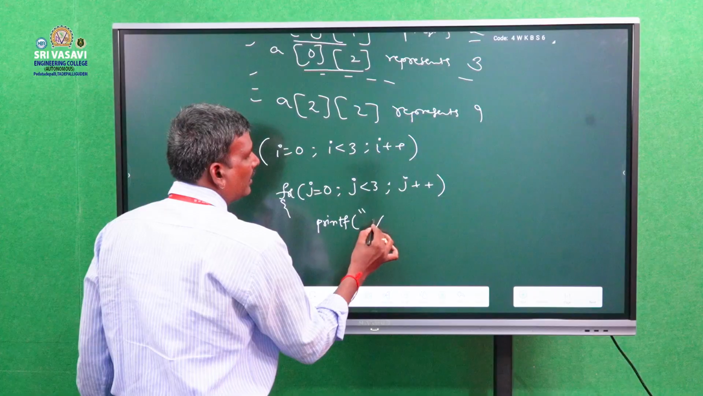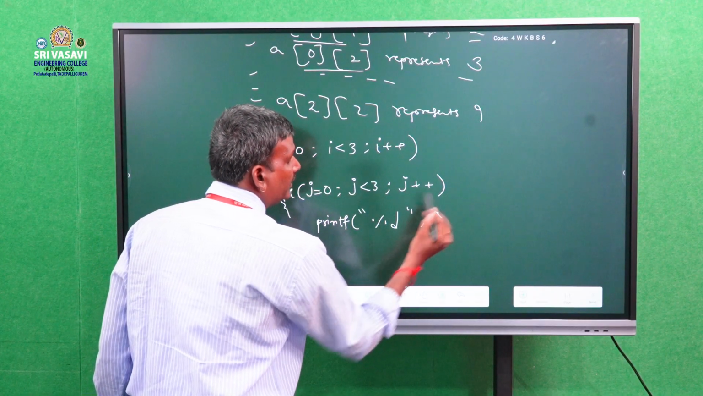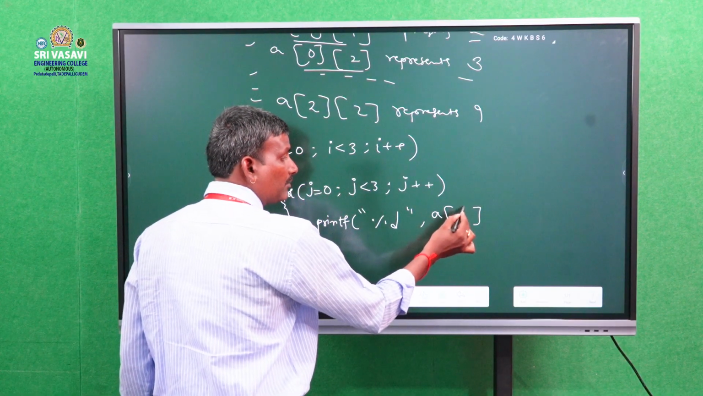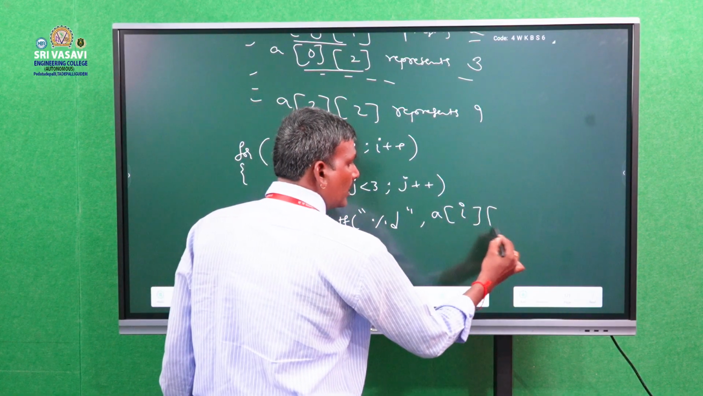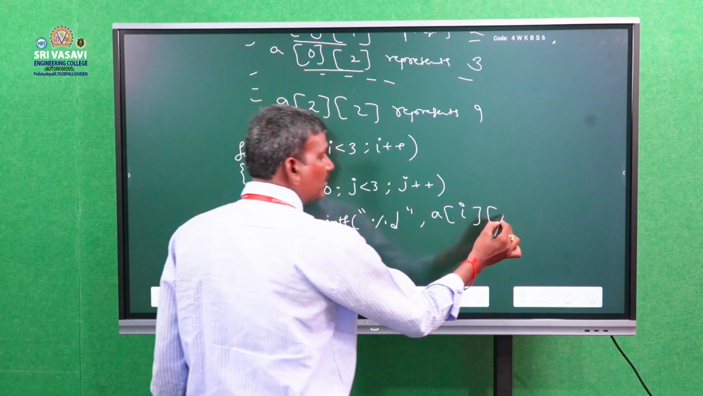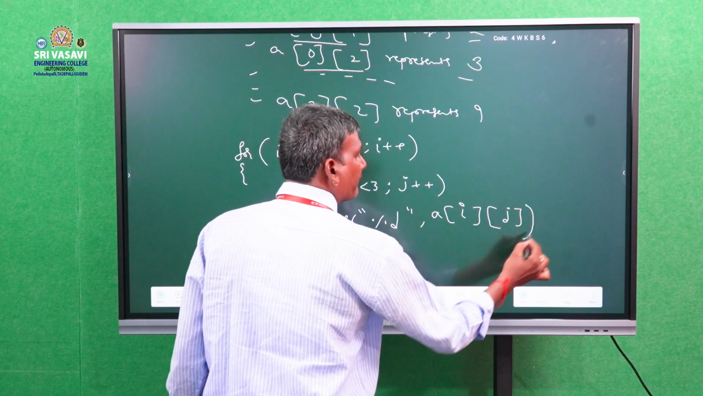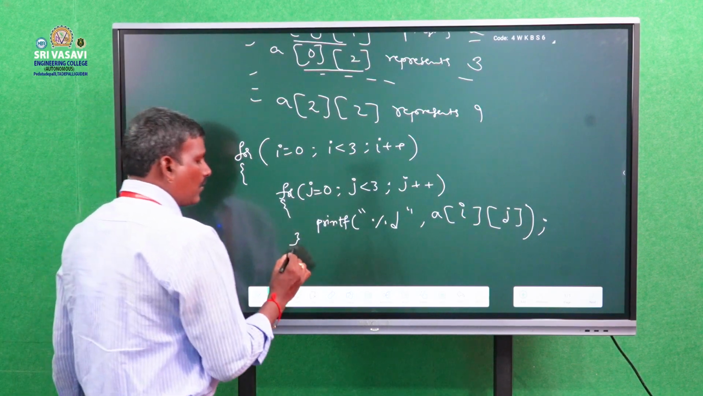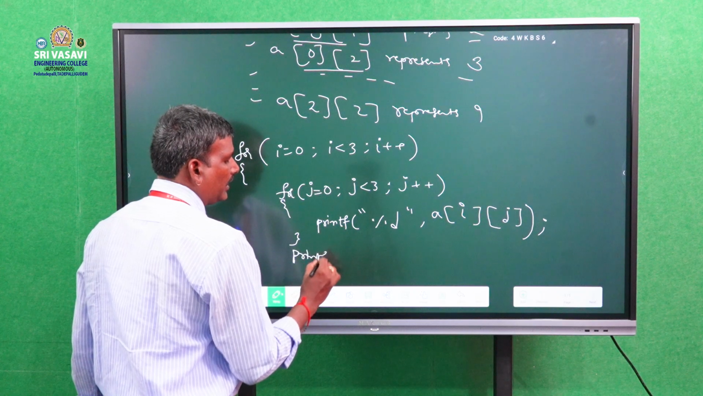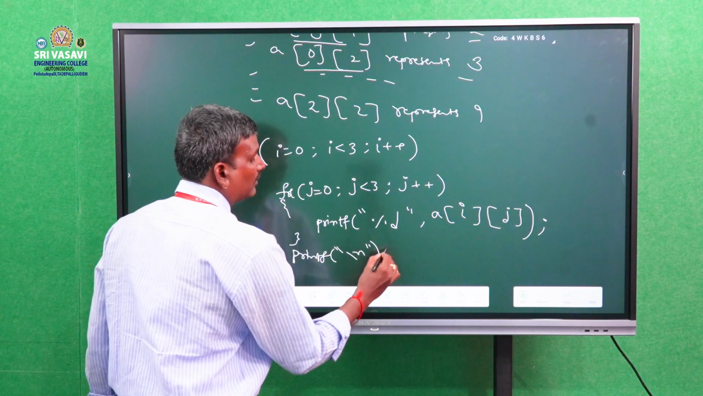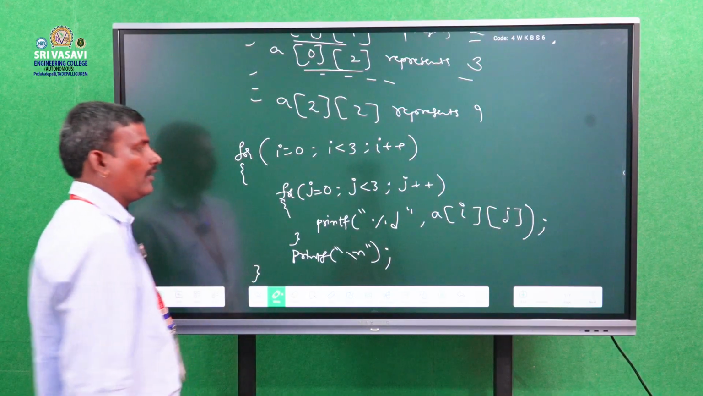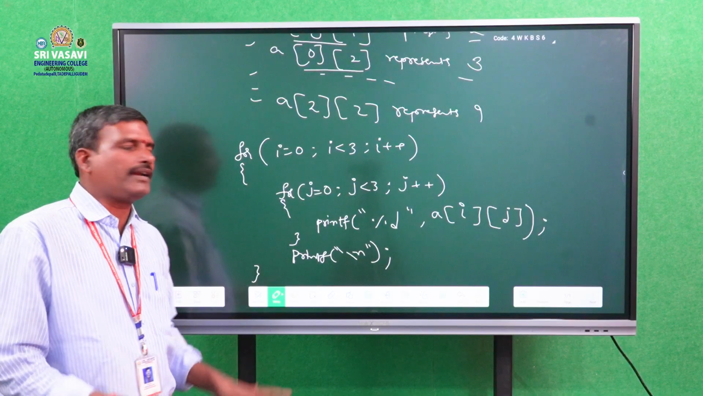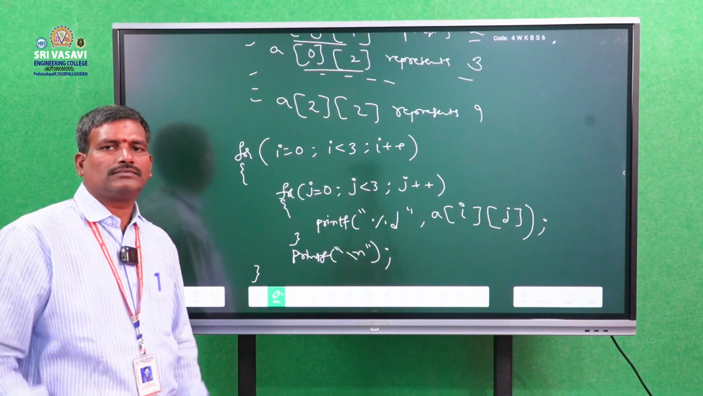printf percentage d, comma A. The first square bracket represents the row number or row index number, meaning i, and the second square bracket represents the column value or column index number, j. Okay. After displaying every row, I want to display one new line, printf backslash n. Okay, so this is the 3x3 matrix display. For any kind of matrix, these statements are a must.